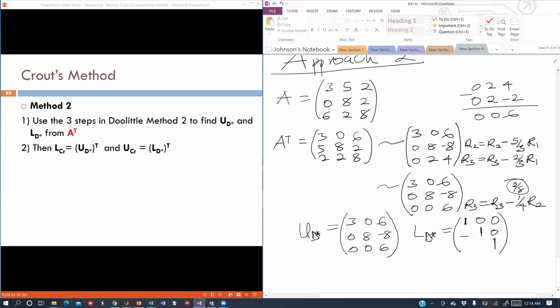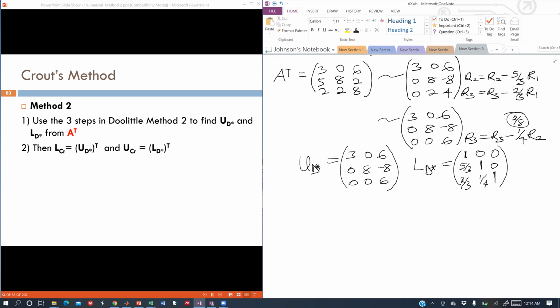And the lower part, this place, we know the Gaussian factor used over there is 5 on 3. The Gaussian factor used over here, when we were sending this particular number to 0, is 2 on 3. And finally, over here, we use 1 on 4. And this is our lower triangular of the special Doolittle.